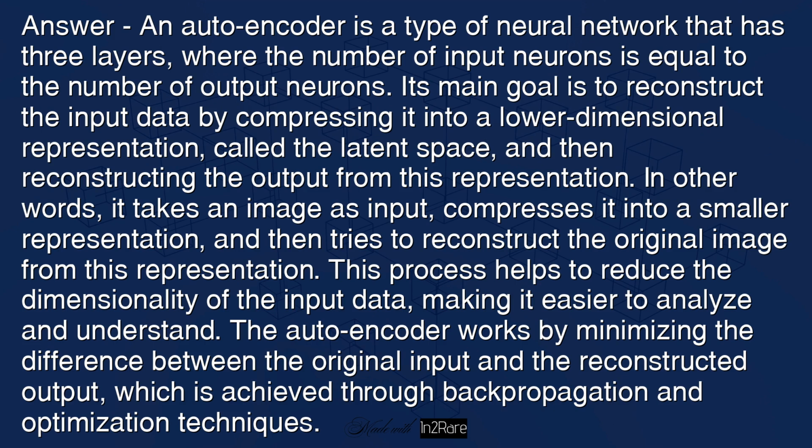In other words, it takes an image as input, compresses it into a smaller representation, and then tries to reconstruct the original image from this representation. This process helps to reduce the dimensionality of the input data, making it easier to analyze and to understand. The autoencoder works by minimizing the difference between the original input and the reconstructed output, which is achieved through backpropagation and optimization techniques.